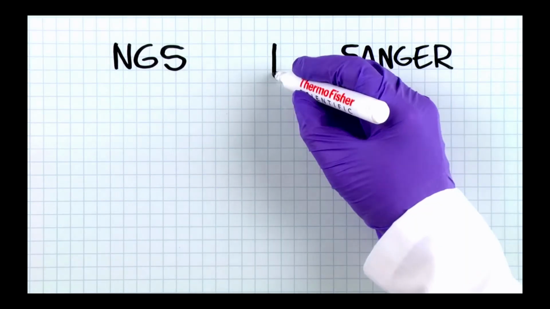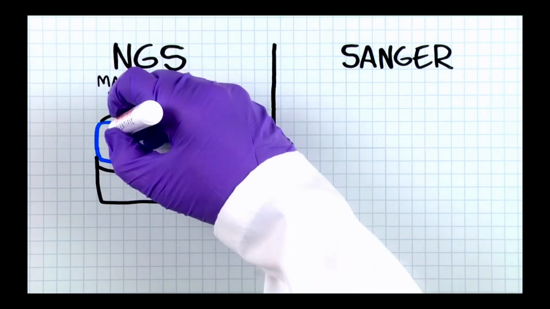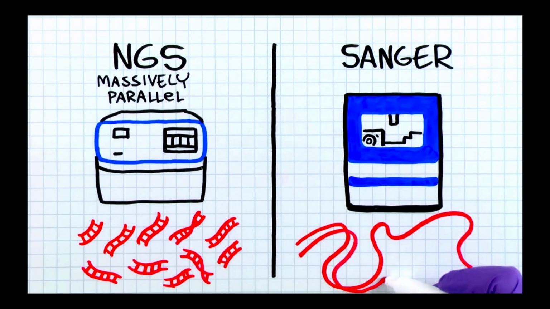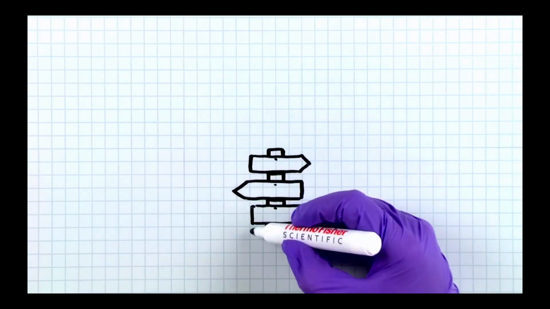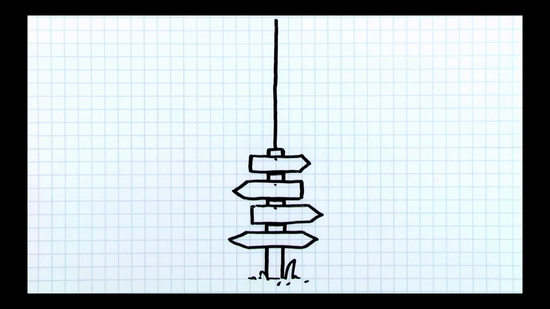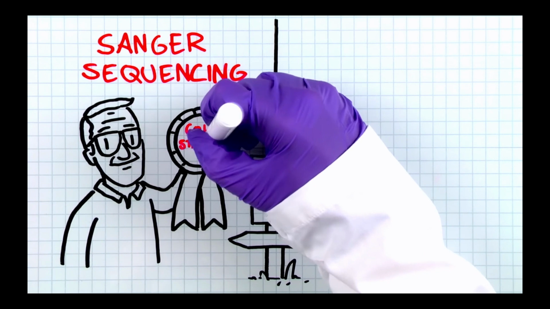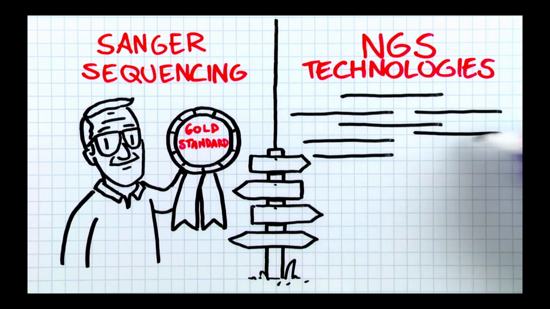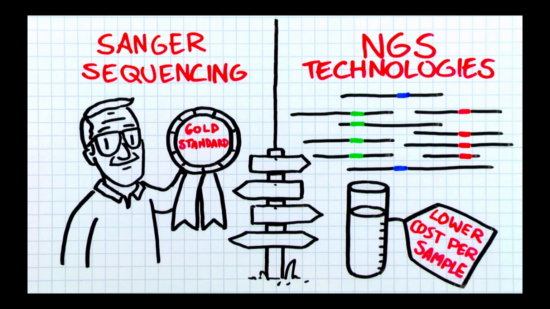NGS is similar to Sanger sequencing in that you sequence DNA fragments, but NGS is massively parallel, and this allows millions of fragments to be sequenced in a single run versus Sanger sequencing, which only produces one forward and reverse read. Researchers today have many choices when deciding which sequencing technology to use for their clinical research. Sanger sequencing with 99.99% accuracy is the gold standard for clinical research sequencing. However, newer NGS technologies are becoming common in clinical research labs due to their higher throughput capabilities and lower cost per sample. But which one should you use, Sanger or NGS?